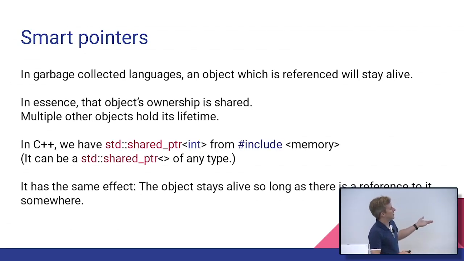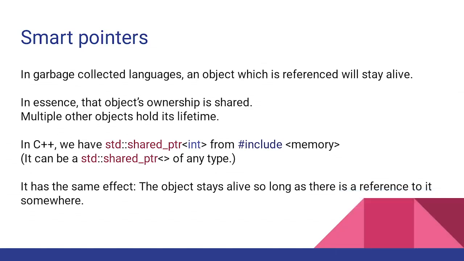So in a garbage collected language, you're familiar with, if I have a reference, the thing stays alive, and I can have multiple references, and it's still going to be alive until the very last reference goes away. Then the garbage collector has a chance to come and clean that up. In C++, that would be a standard shared pointer. And you get that from include memory. So this represents like if the object lifetime should actually be managed by multiple things.